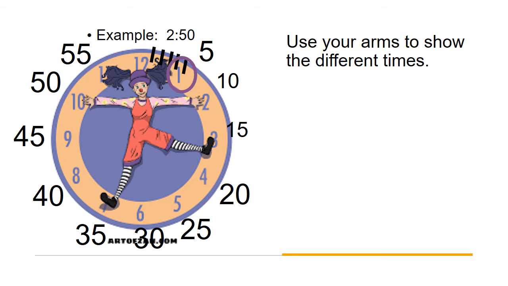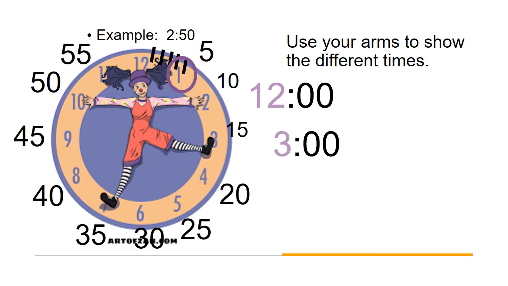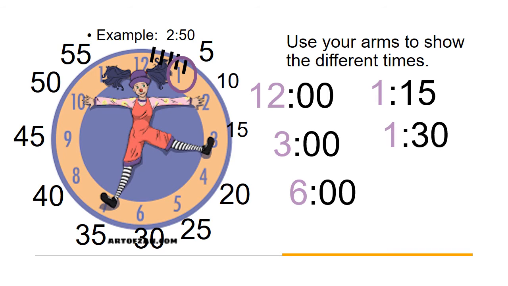So now I'm going to have you practice. Use your arms to represent 12 o'clock. Good job. Now use your arms to show 3 o'clock. Good job. Now use your arms to show 6 o'clock. Good job. Now use your arms to show 1:15. Good job. Now use your arms to show 1:30. Good job. Now use your arms to show 6:30. Good job.